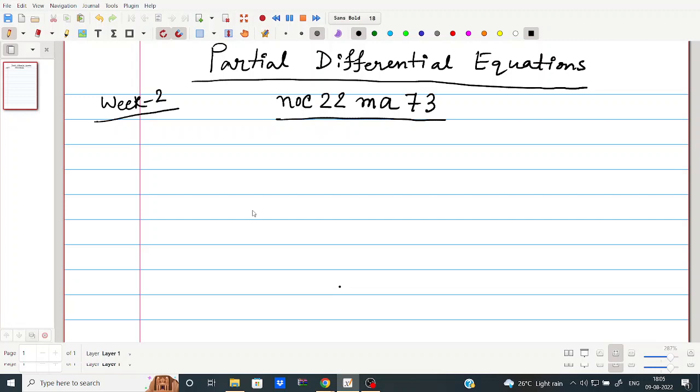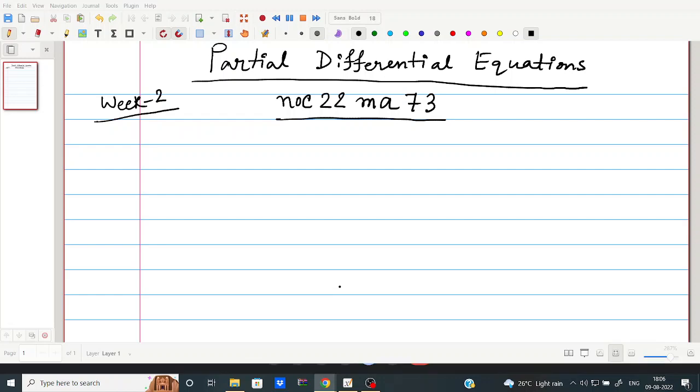The first question: consider the following statements. Statement P is that the characteristics of a first order linear PDE are straight lines. I have to find which of the following assertions are true or false. First, statement P: the characteristics of a first order linear PDE are straight lines. No, they are not straight lines. I will give an example in this regard.